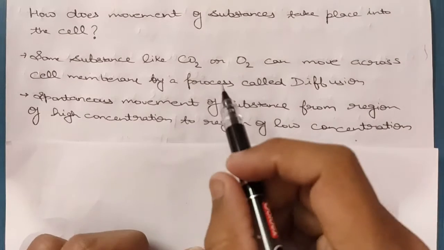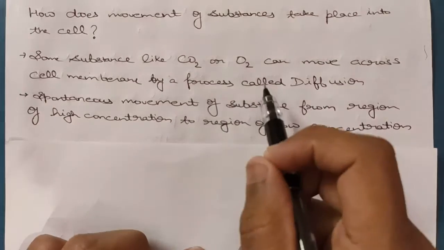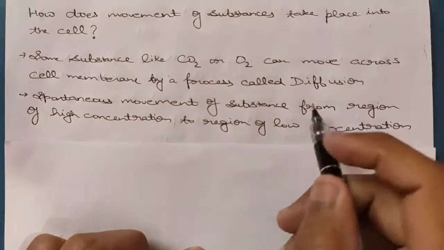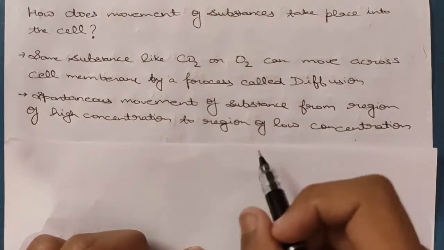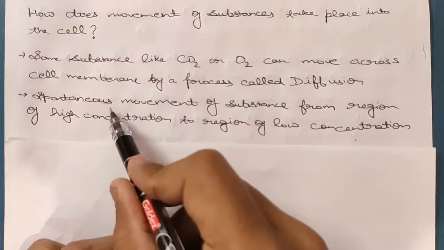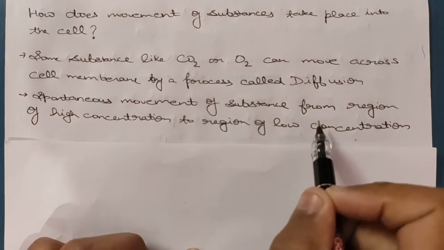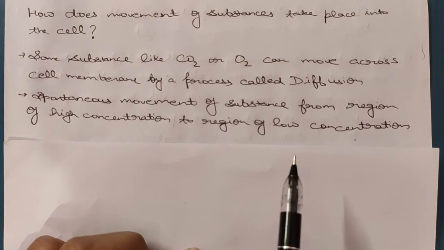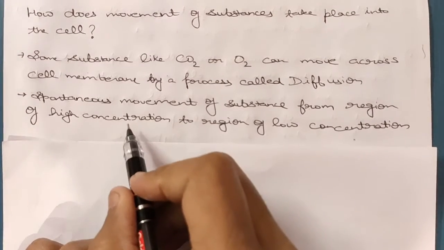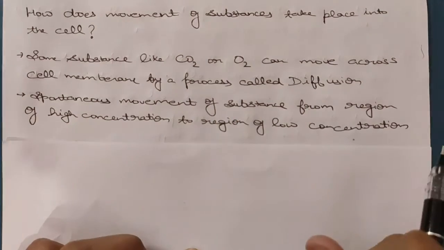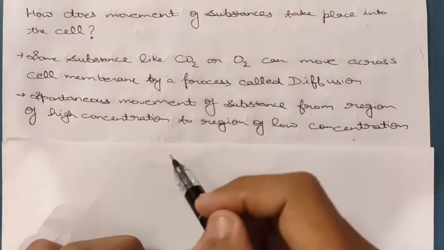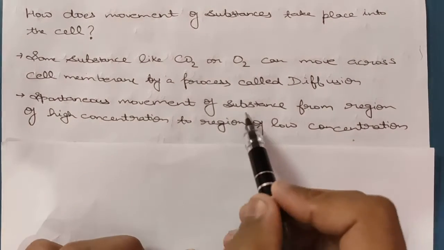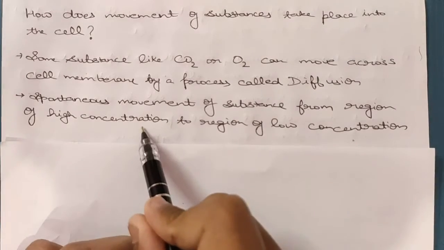Some substances like carbon dioxide or oxygen can move across the cell membrane by a process called diffusion. This is a very important process, diffusion. Now what is diffusion? It is the spontaneous movement of substance from a region of high concentration to a region of low concentration. Spontaneous means that it happens automatically. It does not require any energy input. It takes place automatically.